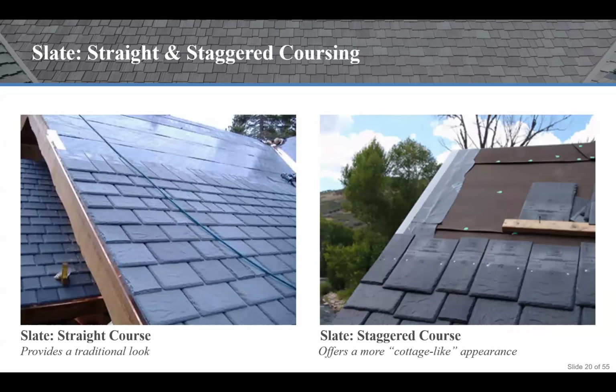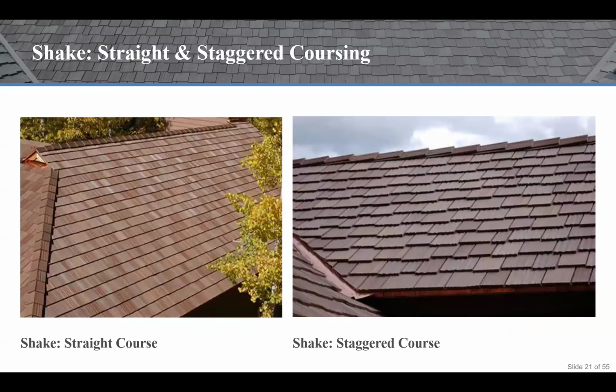This is just kind of showing the different ways that you can install. If you lay the slate in a straight course, it provides that more traditional look. Or if your aesthetic requirement demands a more custom, cottage-like appearance, the shingles can be installed using the staggering coursing. Same goes with the shake. The left side is obviously the straight course, and then the staggered course is on the right. I kind of love the staggered. I think it kind of looks like crooked teeth, but it's very timeless when it comes to the viewing pleasure.